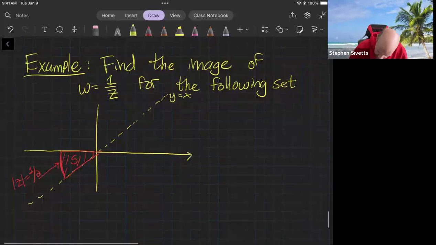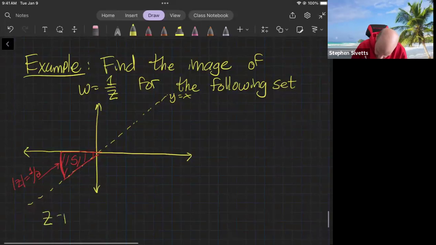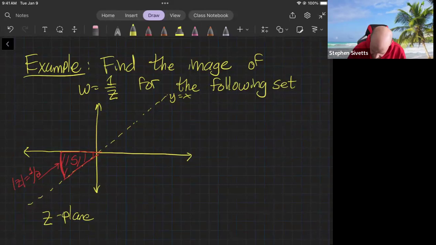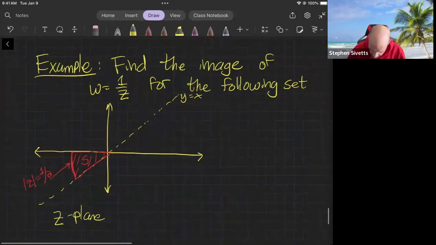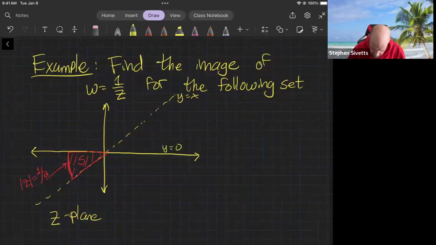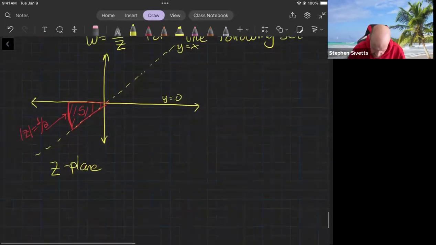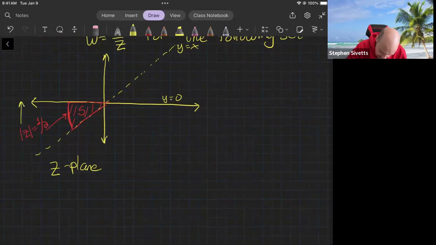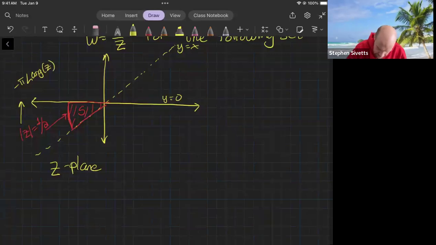So in the z plane, this slice is within the real axis, so y equals 0, and then in between the line y equals x, right? And so therefore, the argument of this slice is in between pi and 5 pi over 4, or minus pi and minus 3 pi over 4, right? Okay, so yeah, minus 3 pi over 4.